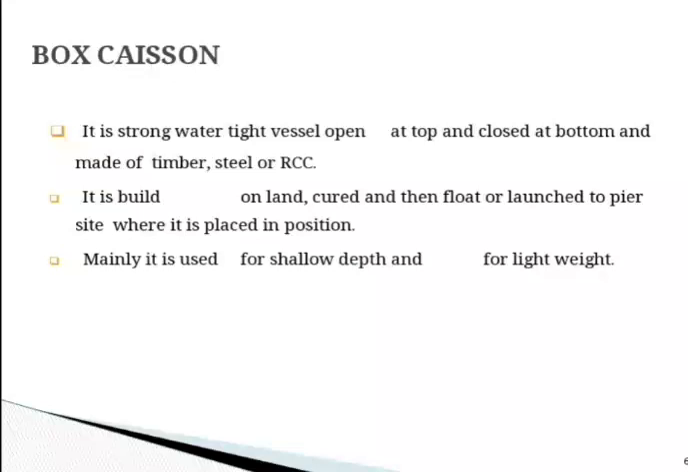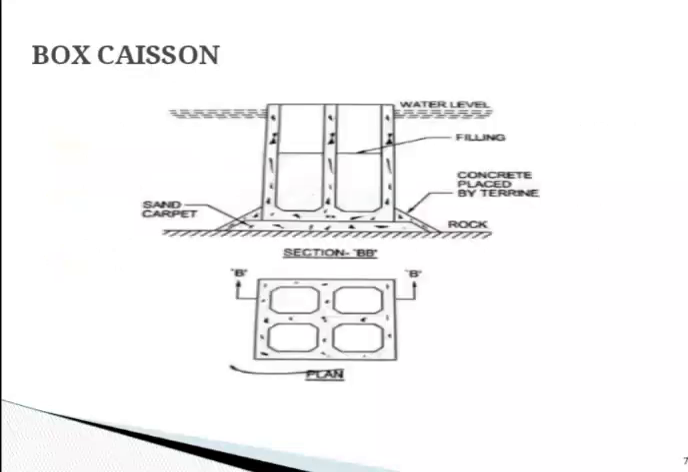Next, box caisson. It is a strong vertical tight vessel open at top and closed at bottom and made of timber, steel or RCC. It is built on land, cured and then floated or launched to the site where it is placed in position according to the location of its structure. Mainly it is used for shallow depth and for lightweight structures. This is the plan and cross section of the box caisson, in which you can see water level, filling, concrete placed by terrain, and rock.